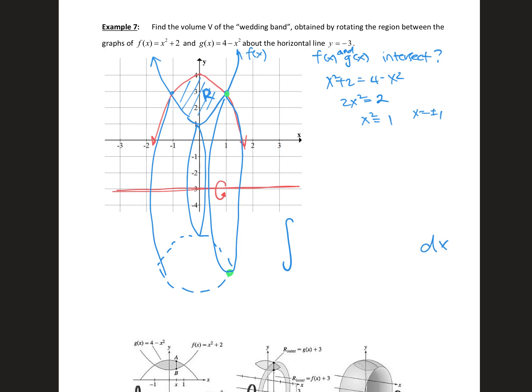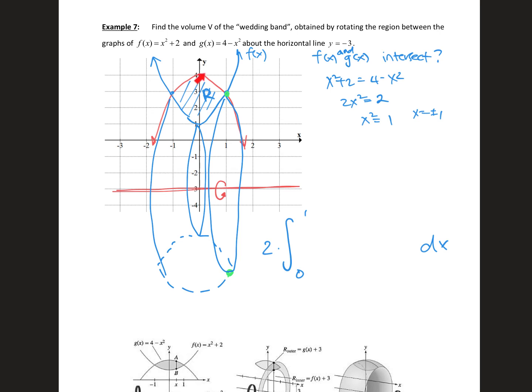The smallest x value is -1. I'm sorry, yeah, -1. The biggest x value is 1. We can notice that this is an even function, so I can go from 0 to 1 and double it, right? From here to here is exactly the same as here to here. So instead of going from -1 to 1, I'm going to go from 0 to 1 and then double that.